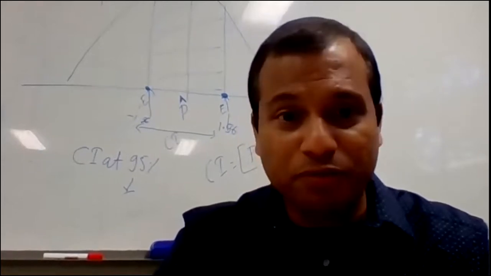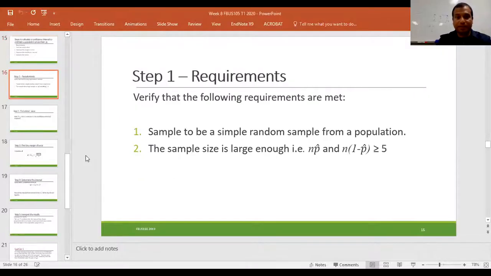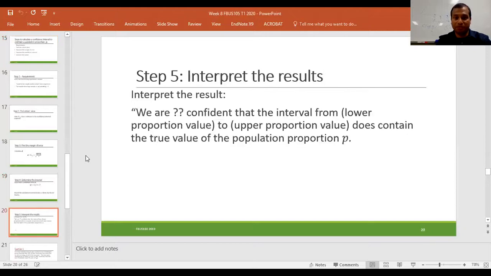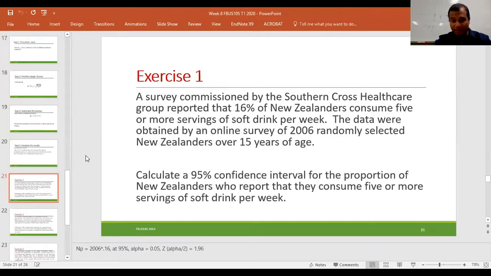So let's go through the first exercise. Keep all these 5 steps in your mind and we'll go one by one. Every one of you, try this sum and we will do it together.